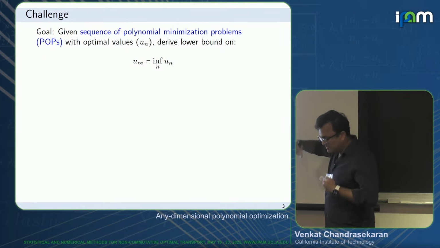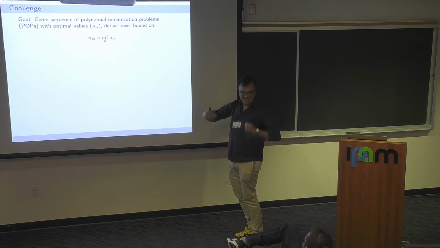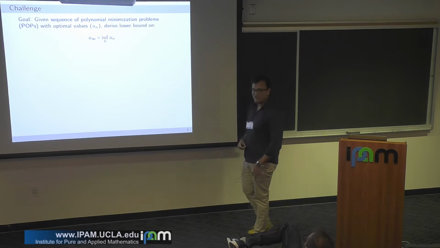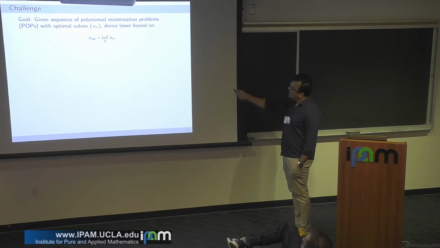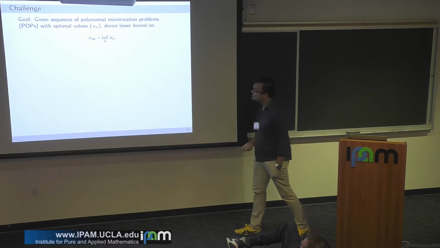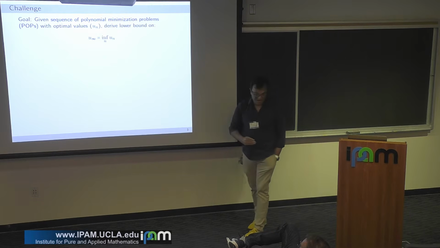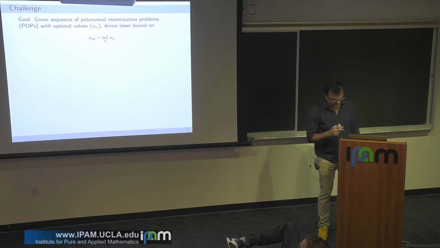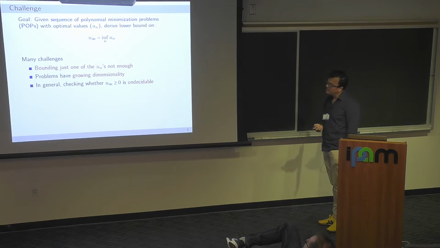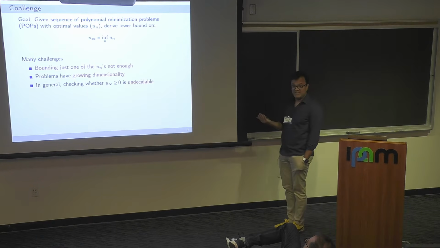When I talk optimization in this talk, I'll always imagine minimization. So lower bounds are the question of interest, really. We have a sequence of minimization problems, and we want to produce a bound on all of the optimal values simultaneously. Okay. Lots of challenges.